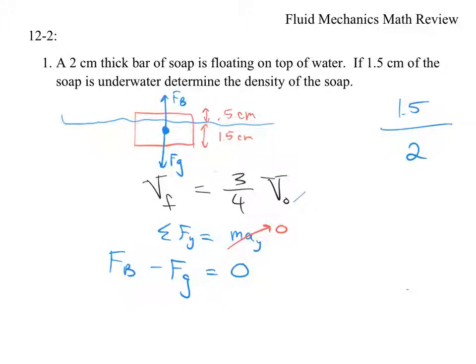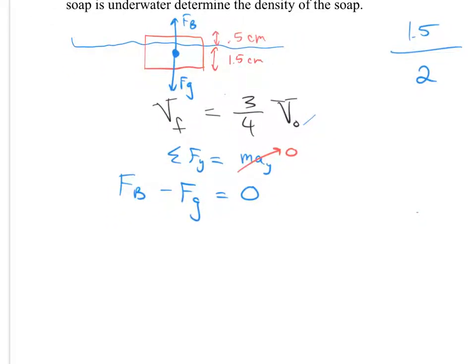Now, filling in our formulas here. Our formula for buoyancy is FB = rho_F V_F g. That's given on your formula sheet if you don't have it memorized yet. It's the density of the fluid times the volume of the fluid displaced times gravity. What's the formula for FG? FG = mg.